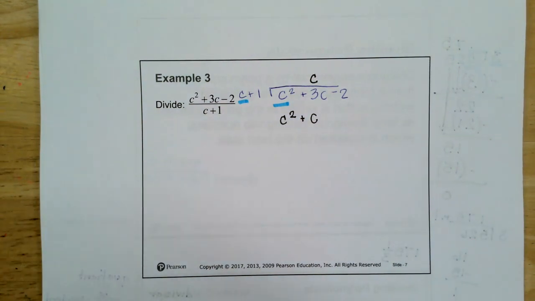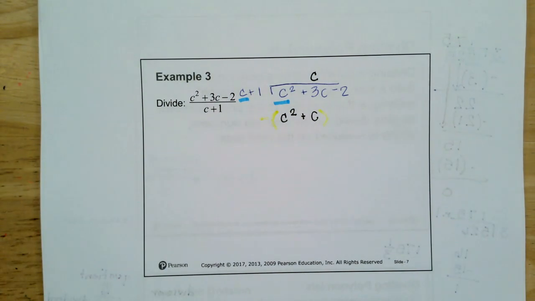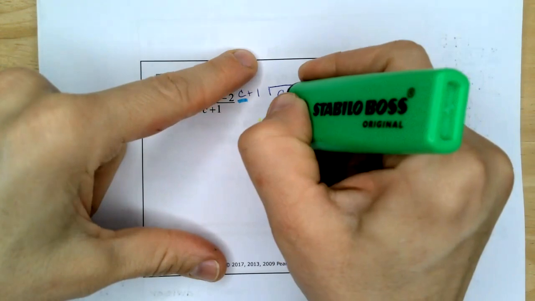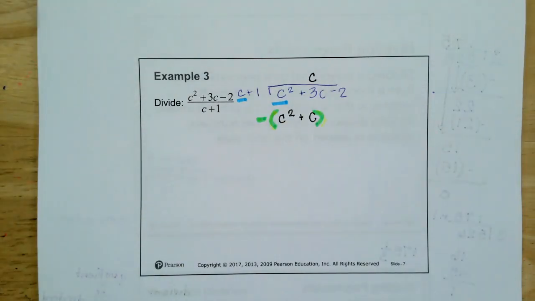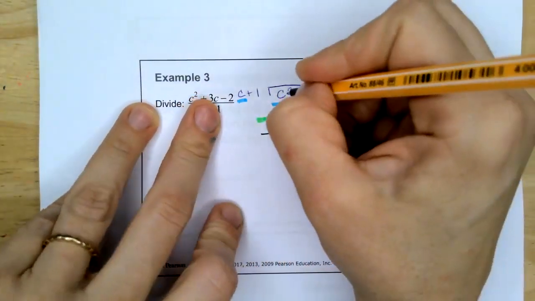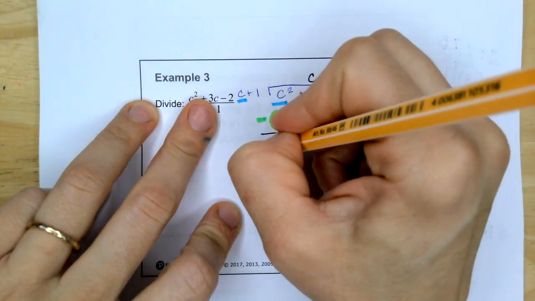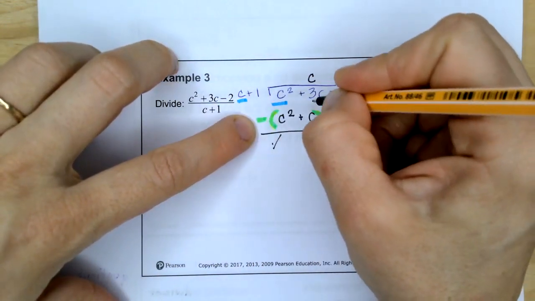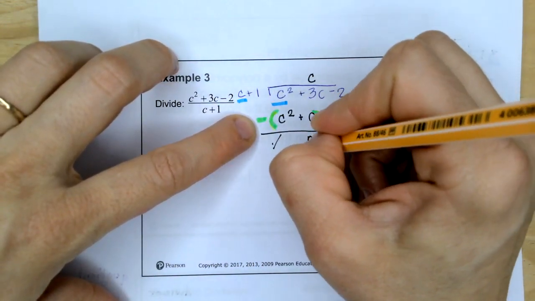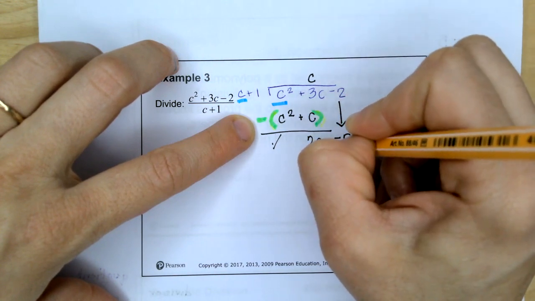But we're going to subtract all of that. Sorry, I picked the worst color. We're going to subtract all of that, okay? c squared minus c squared, just as we wanted, that becomes 0, right? Positive 3c minus c. So 3 minus 1 is 2c. I'm going to bring down the negative 2.